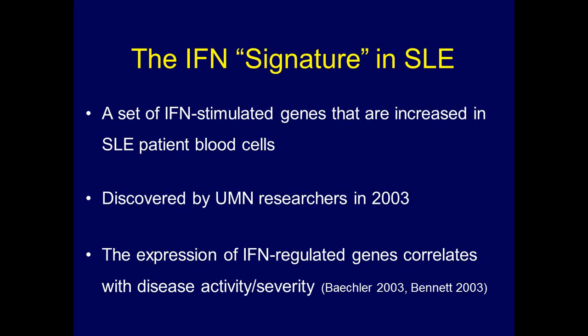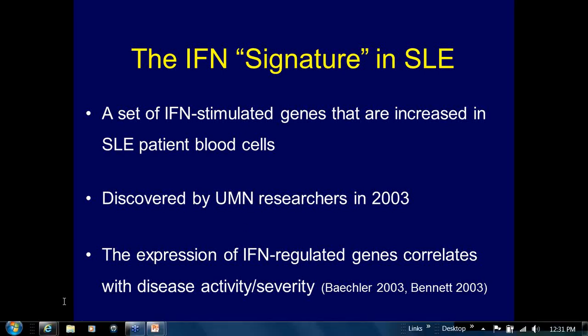So what is this interferon signature? As I alluded to, there are sometimes hundreds of genes that can be detected after a cell has been stimulated with type 1 interferon. And a subset of these genes are characteristically associated with lupus and are found to be increased in lupus patient blood cells. So this subset represents the interferon signature. And the signature was defined and codified, as I said, in 2003 by UMN researchers.